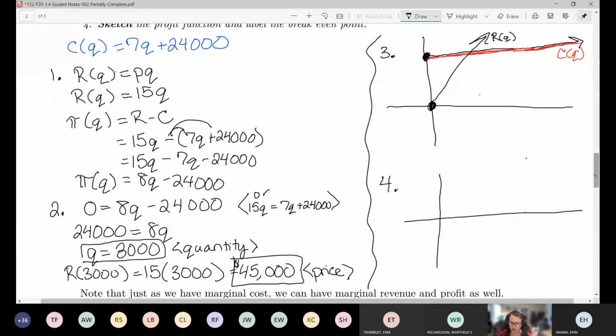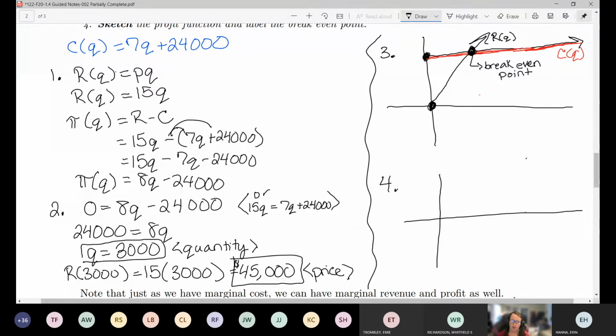So our break-even point, if you think about the two options you have, it's either profit is 0 or revenue equals cost. In this case, since we have revenue and cost, it's going to be when they're equal, which is going to be when they intersect. So here is our break-even point. My V didn't draw. Even point. There we go.